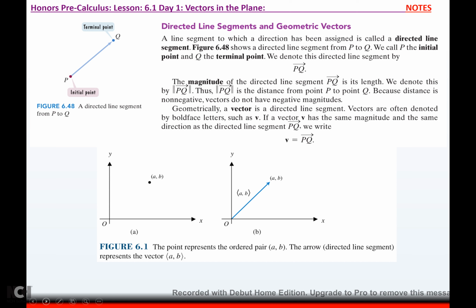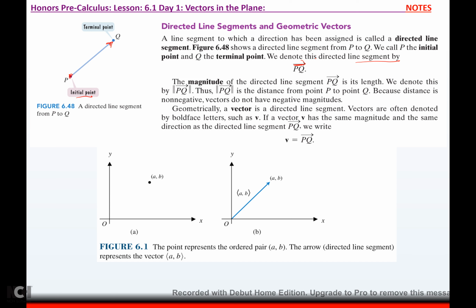All right, let's talk about a directed line segment. A line segment to which a direction has been assigned is called a directed line segment. Notice it's not just 2 points. See how there's an arrow? So it's also giving me direction. That's why we don't call it just a regular line segment. It's a directed line segment. And this figure shows the directed line segment from P to Q. We call P the initial point, and we call Q the terminal point. And we denote this directed line segment by what you used to call that ray over PQ.